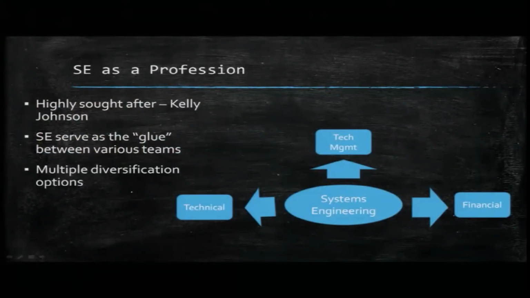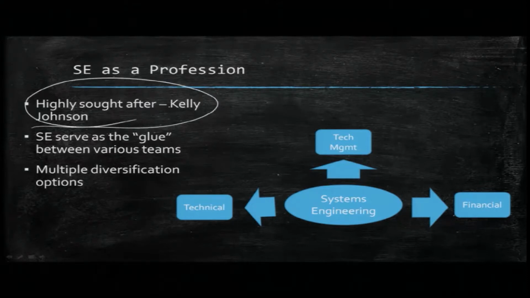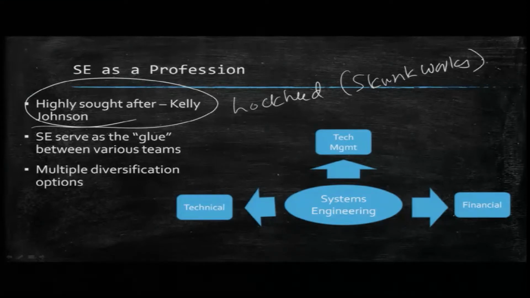As a profession, where do you go from here as a systems engineer? One of the things I suggest you do is read the history of Kelly Johnson of Lockheed Martin, which is called the Skunk Works. What he did and how he converted systems engineering into a much respected profession. How he is revered as one of the most successful systems engineers. But at the end of the day, a systems engineer is supposed to be the glue between various teams. He is the one who combines all aspects of the system together.